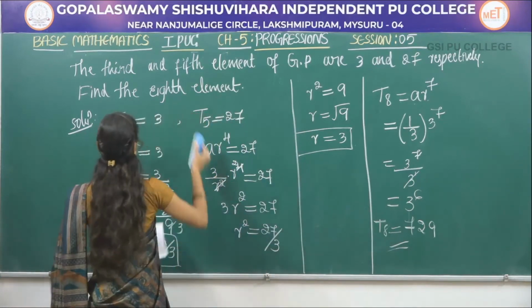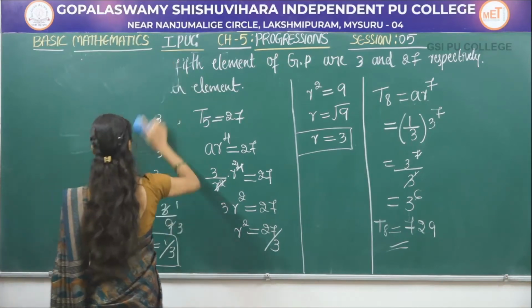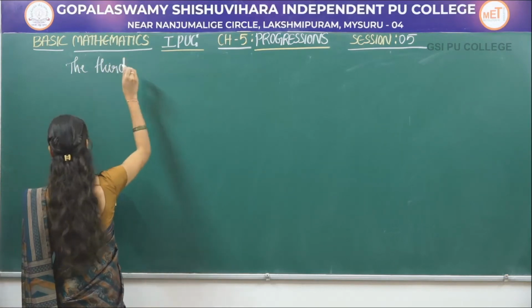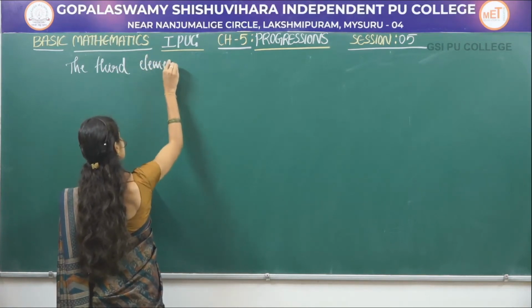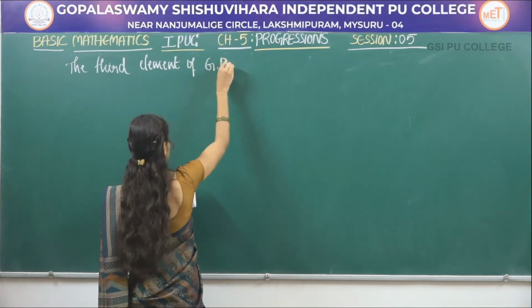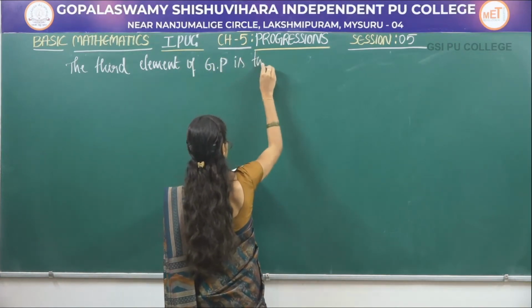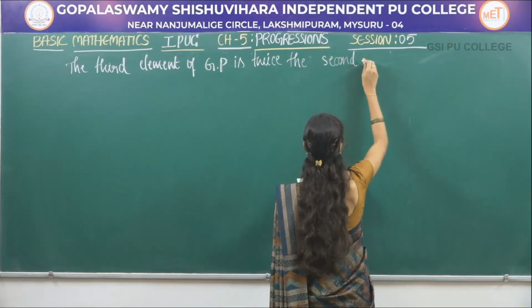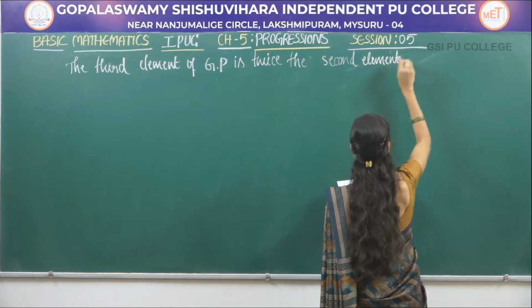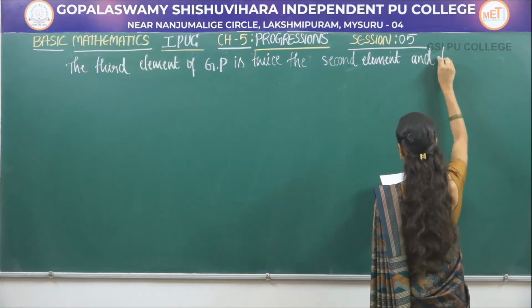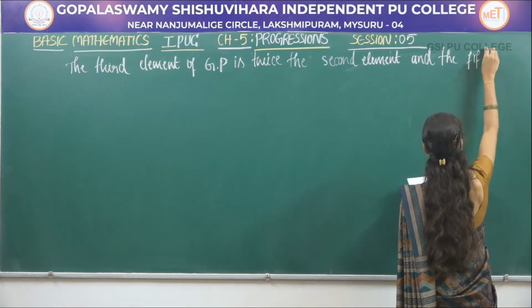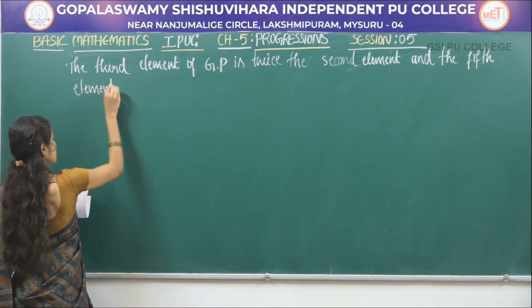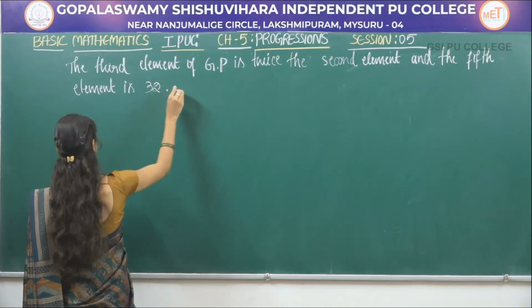Okay, next problem. The third element of GP is twice the second element, and the fifth element is 32. Find the GP.